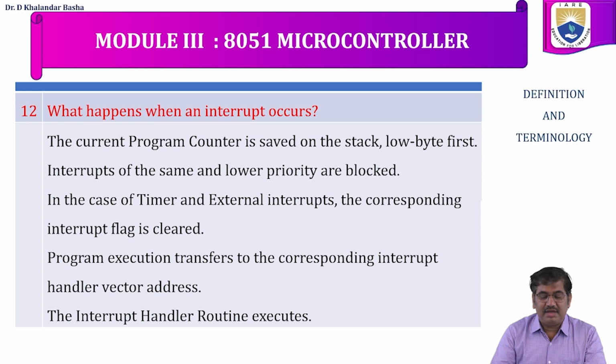What happens when interrupt occurs? The current program counter is saved onto the top of the stack, the lower byte first, then the upper byte. The interrupts of same and low priority are blocked. In the case of timer and external interrupts, the corresponding interrupt flag is cleared. The program execution is transferred to the corresponding interrupt handler vector address. The interrupt handler routine executes.